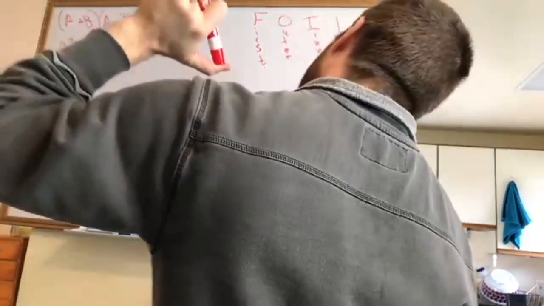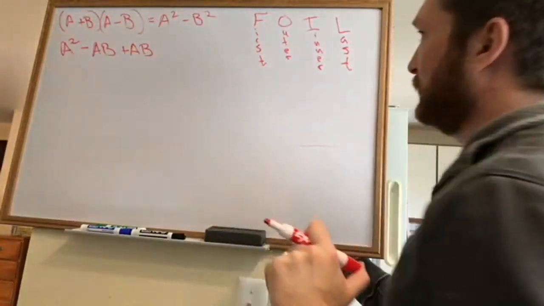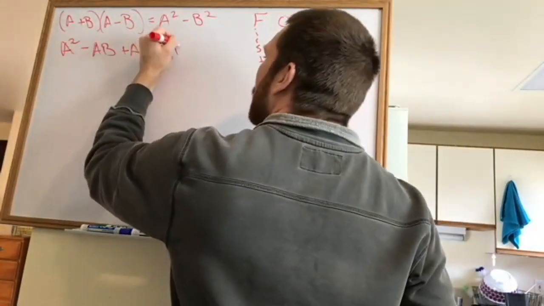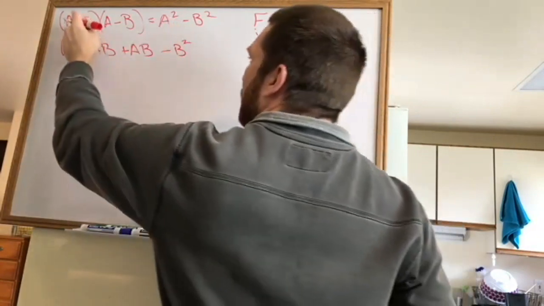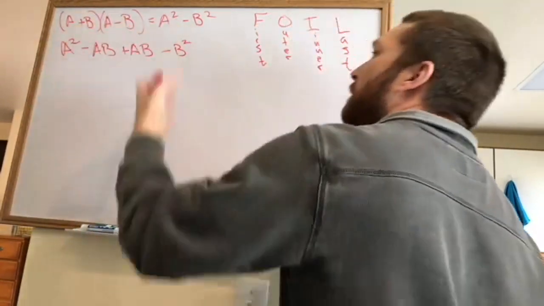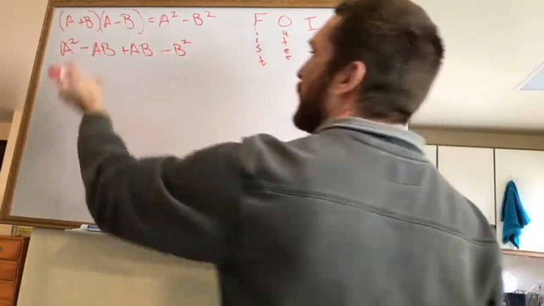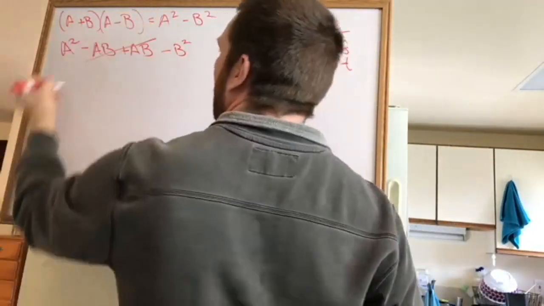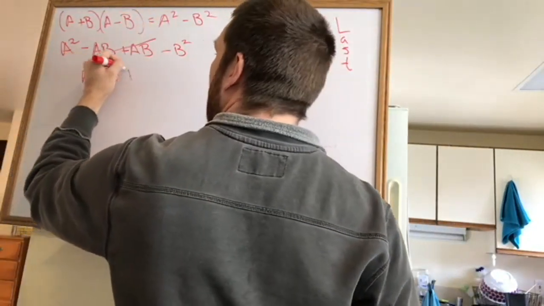Now what do I get with the last? Negative b squared. It has to be negative because here you have a positive and you have a negative, making it a negative, then b squared. These guys cancel out and you get a squared minus b squared.